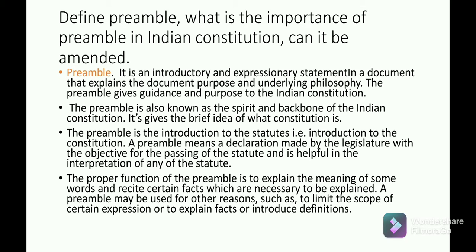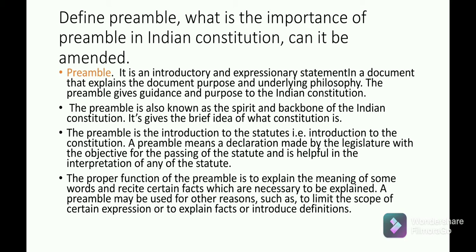A preamble is also a declaration. You can see in the last section of the preamble itself that it is a declaratory part at the end. It says we are adopting, enacting and giving to ourselves this constitution on the date 26 November 1950. Now, the objective of the preamble is that it helps to pass the statute, and it is also helpful in interpretation, which we will be covering.